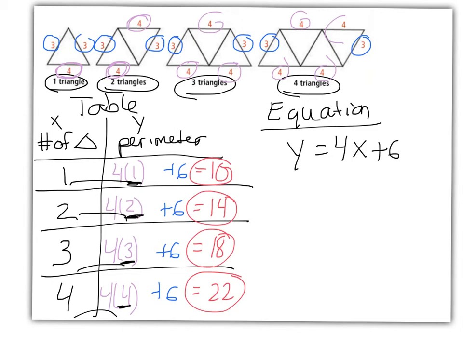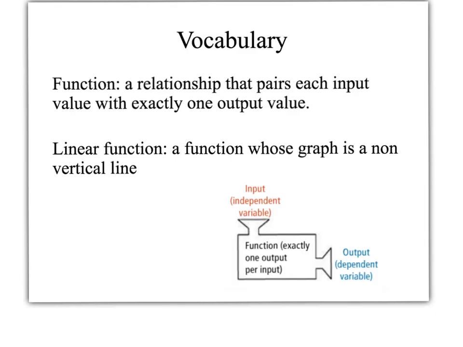And then you could graph this, just like we graphed the other one. But like I said, the graphing really isn't that important. Okay, and then just a little bit more vocabulary. If you have a function, and functions and equations are a lot the same, it's a relationship that pairs each input value with exactly one output value. Your output values, those are your y values, and your input values, those are your x values.